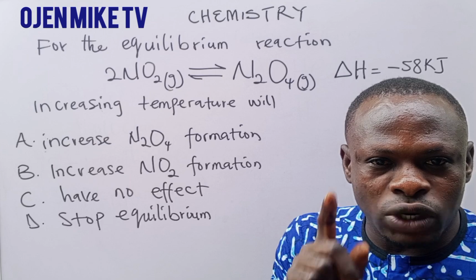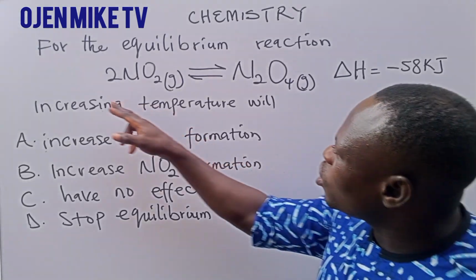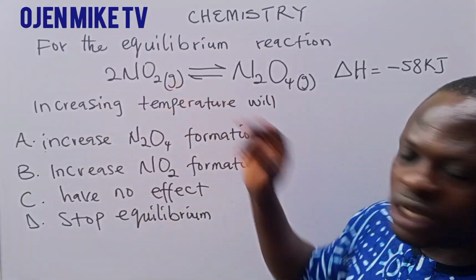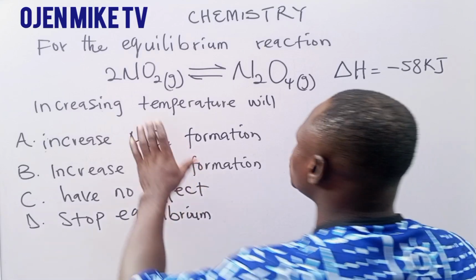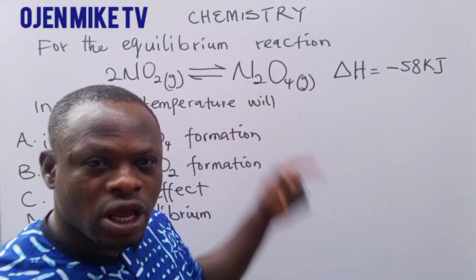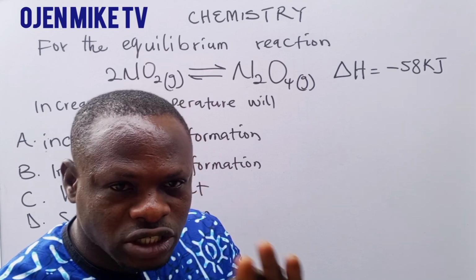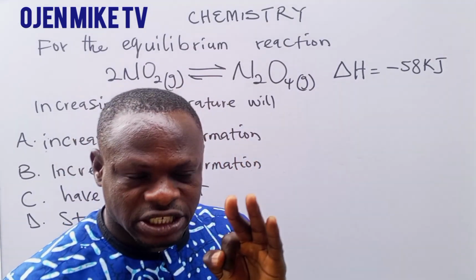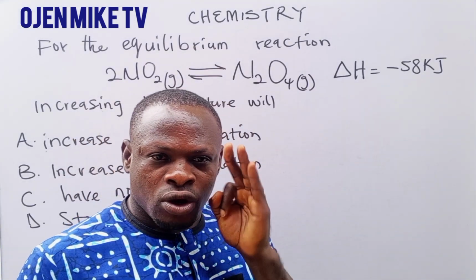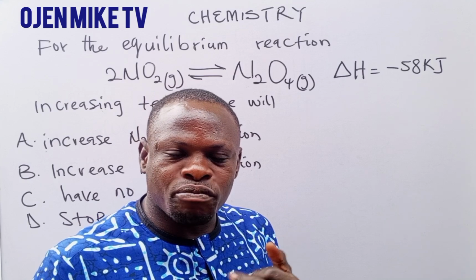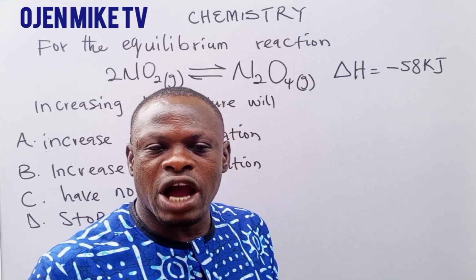Now, firstly, what I want you to understand is, look at the equation. Just know that this equation is what? An equilibrium equation. And now, according to Le Chatelier, there are three major factors that affect a chemical system in equilibrium. One, we have temperature. Two, we have pressure. Three, we have concentration.